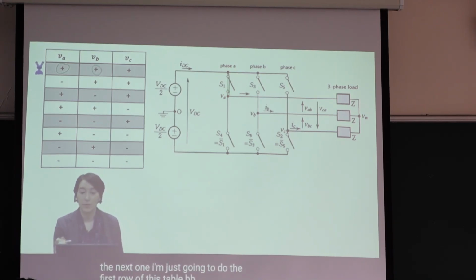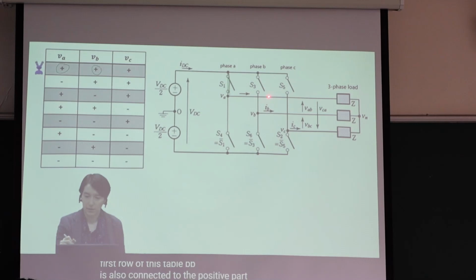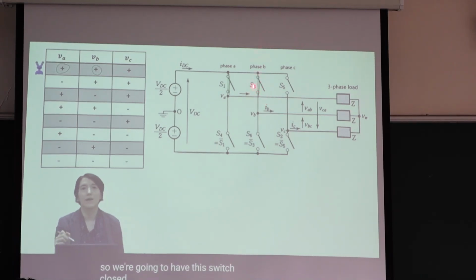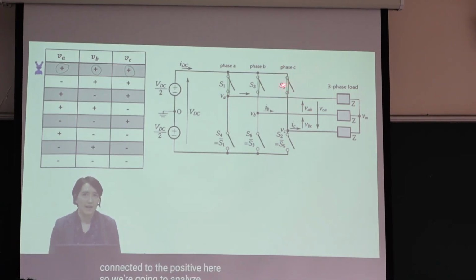VB is also connected to the positive part, so if this switch is closed, then VB is positive. And then the third one, phase C, is also connected to the positive here. If this is turned on, this is positive. So we're going to analyze each of these circuits to understand all of the different combinations.